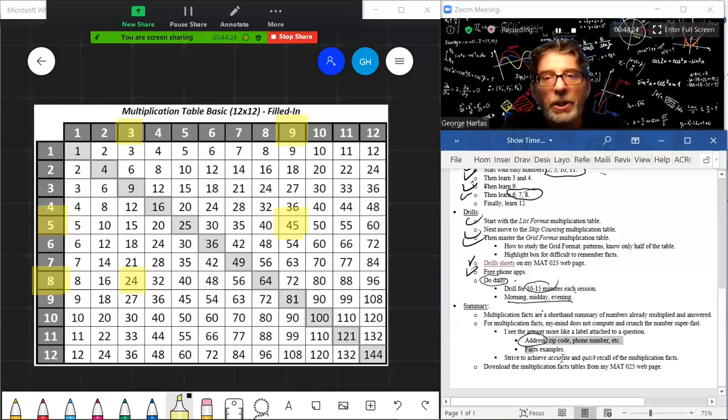So my recommendation is for you to strive to achieve first accurate, then quick multiplication facts recall. Okay, so first accurate, no doubt about it, then quick. Not quick first and then accurate. Accurate has to be number one. First accurate, then quick.